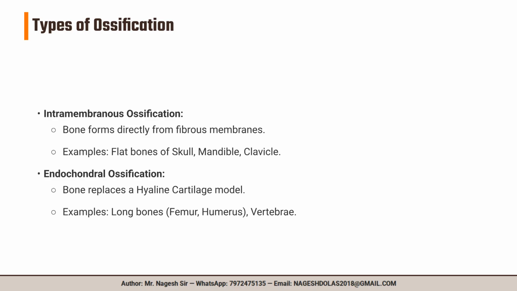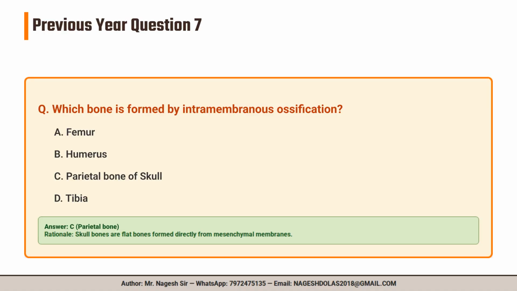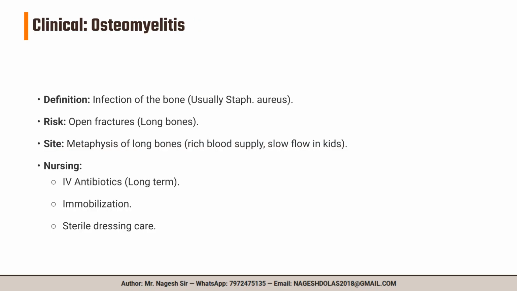Bone development involves two types of ossification. Intramembranous ossification forms bones directly from fibrous membranes, like the flat bones of the skull. Endochondral ossification replaces a cartilage model with bone, as seen in long bones and vertebrae. Question 7 asks, which bone is formed by intramembranous ossification? The correct answer is C, the parietal bone of the skull, which forms directly from a fibrous membrane.